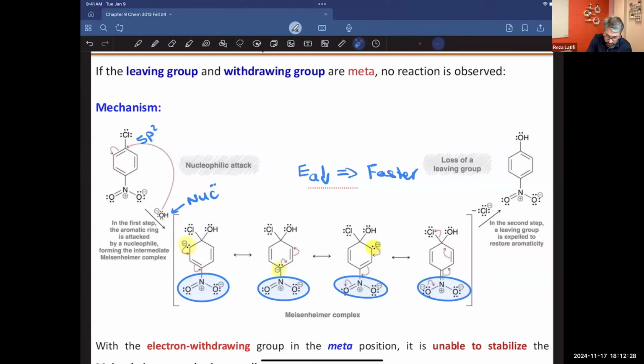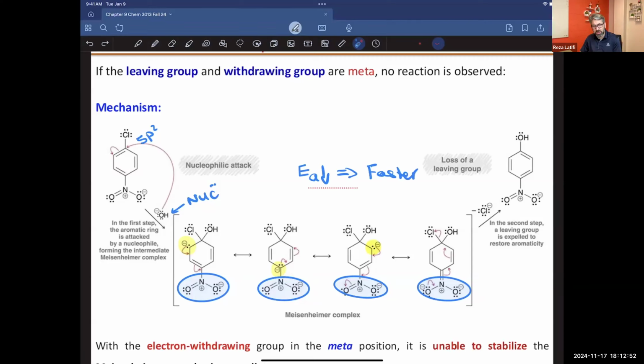So if chloride is in ortho position or in a para position, there is a chance for me to transfer the negative charge to the nitro group or to the electron withdrawing group. Otherwise, it's not going to happen.